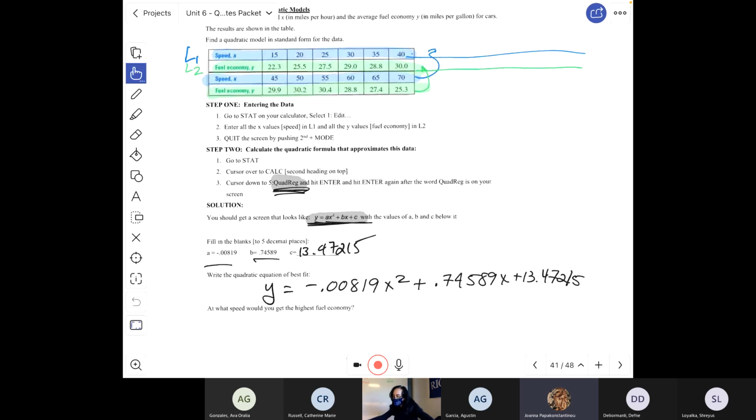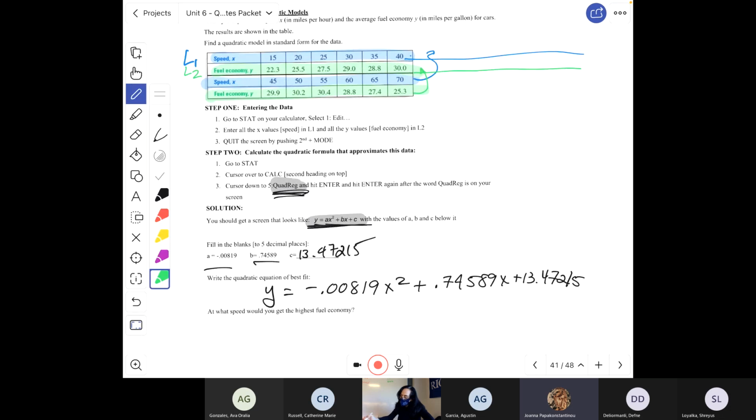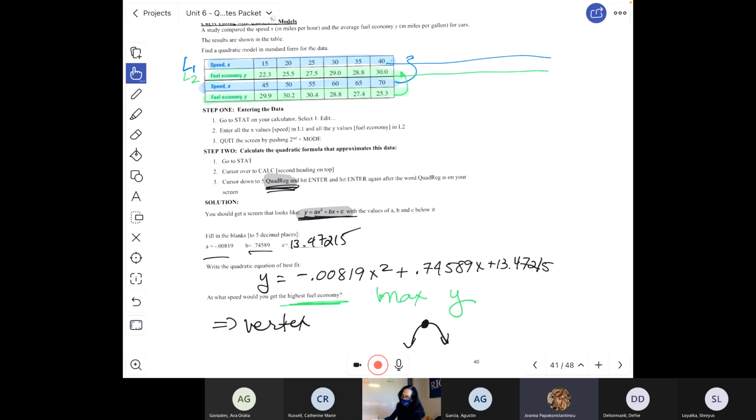Now, the question that you're being asked is, at what speed would you get the highest fuel economy? So what am I finding to find the highest fuel economy? Fuel economy is my output. So I'm looking for the max y value. So that is implying I'm looking for what? The vertex. Yes. Since my leading coefficient is negative, I know my graph is going to open down, so I'm looking for my max. You know how to do that on the calculator, right? I showed you. Calc, second trace calc, and then find max. Tell me what the max is. This is all calculator. There is nothing to be done by hand on these problems.